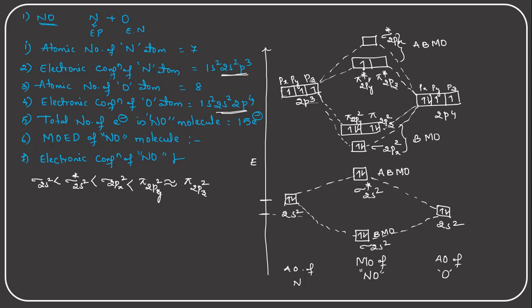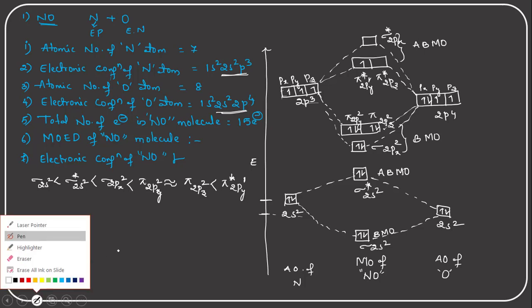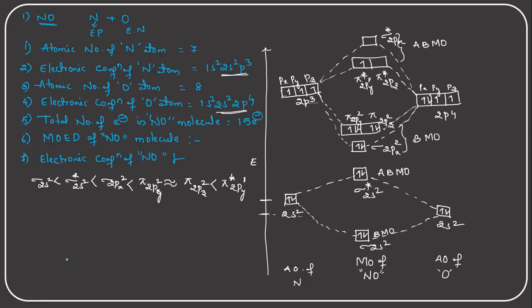Then the next electron enters into the pi star, right? Pi star, which is having a higher energy than these pi bonding molecular orbitals. So pi star 2py is having 1 electron, right? 1 electron it is having. This is the electronic configuration of NO molecule.